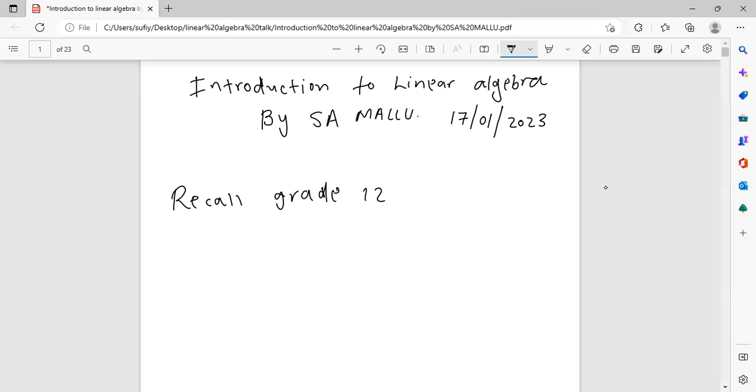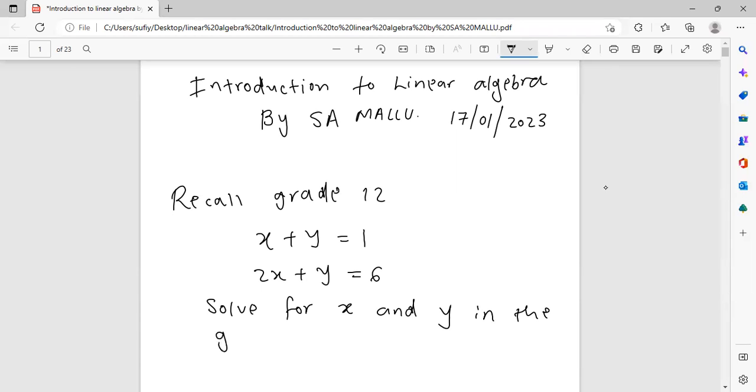Recall from grade 12 that you're given a system of two equations, such as x plus y equals 1, and 2x plus y equals 6. The question says: solve for x and y in the above system. This is something that you have done in grade 12, which is called simultaneous equations. Am I right?